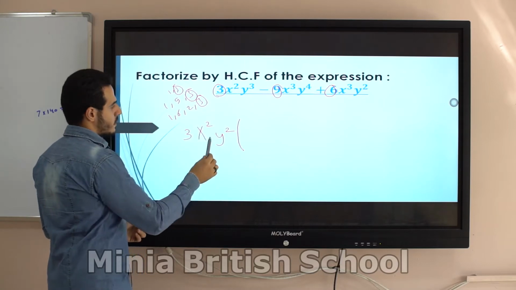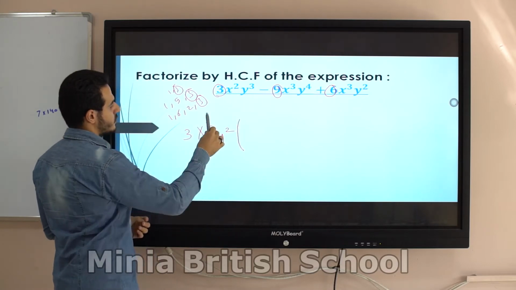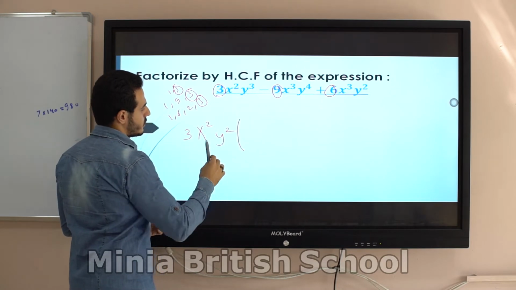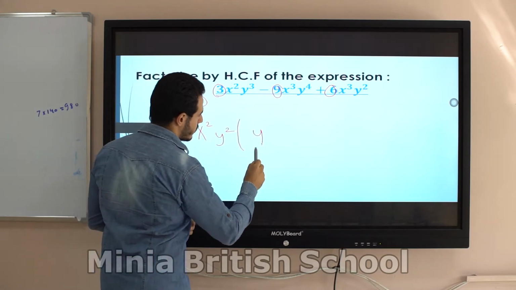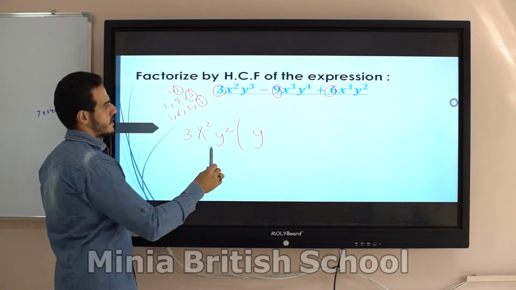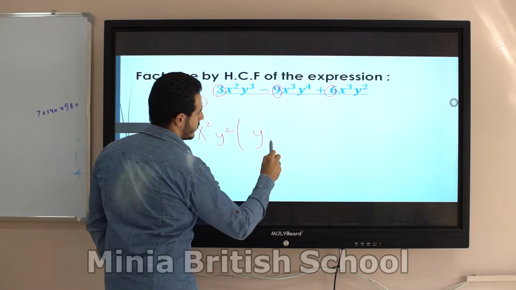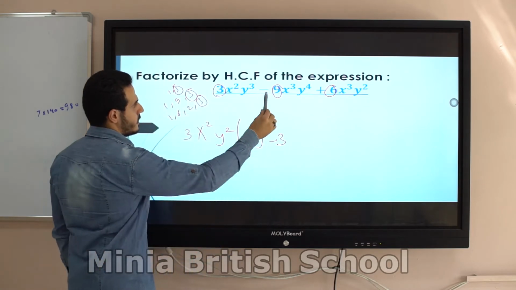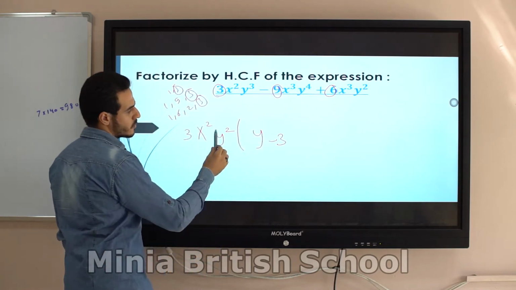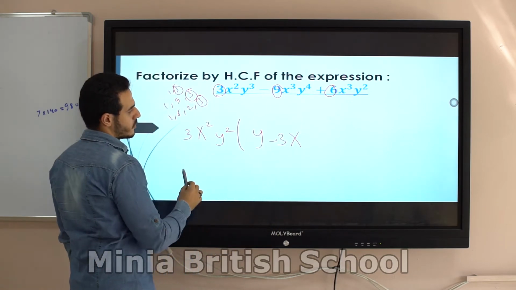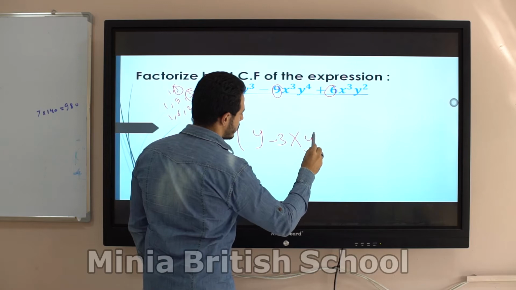Now, let's see the first term. 3 divided by 3 equals 1. X power 2 divided by x power 2 equals 1. Y power 3 divided by y power 2 equals y. Okay? Second term. Negative 9 divided by 3 equals negative 3. X power 3 divided by x power 2 equals x. Y power 4 divided by y power 2 equals y power 2.